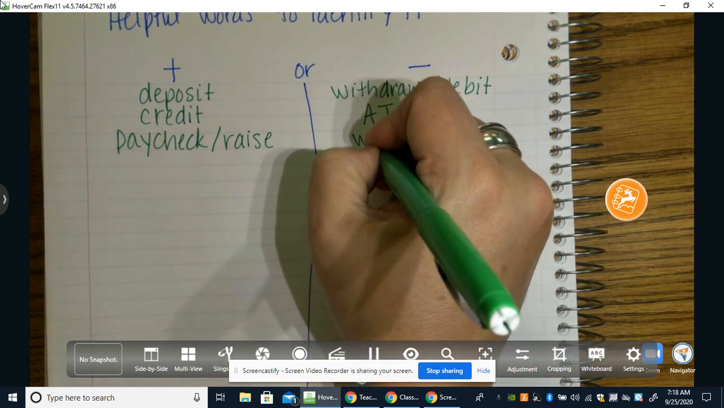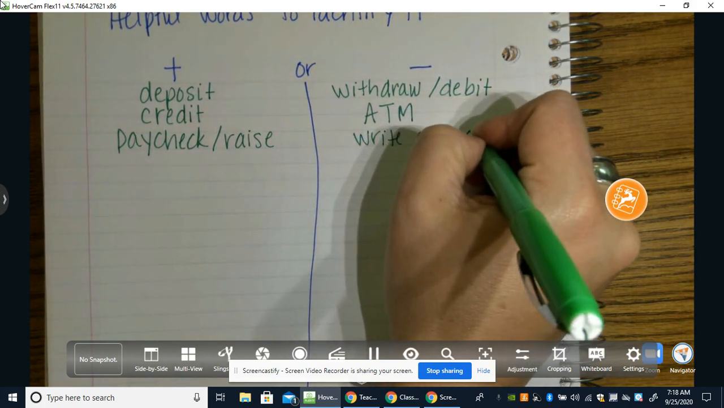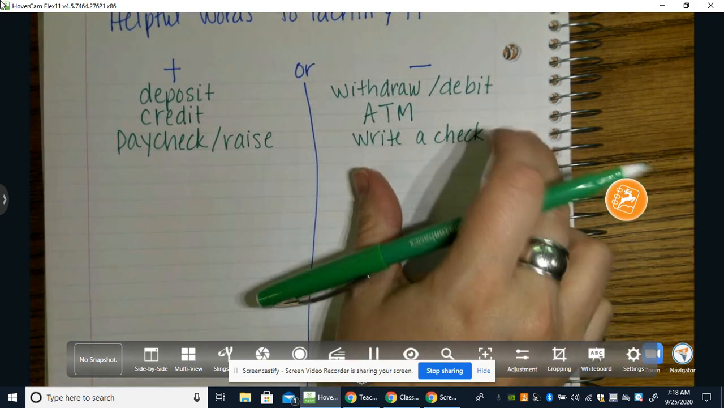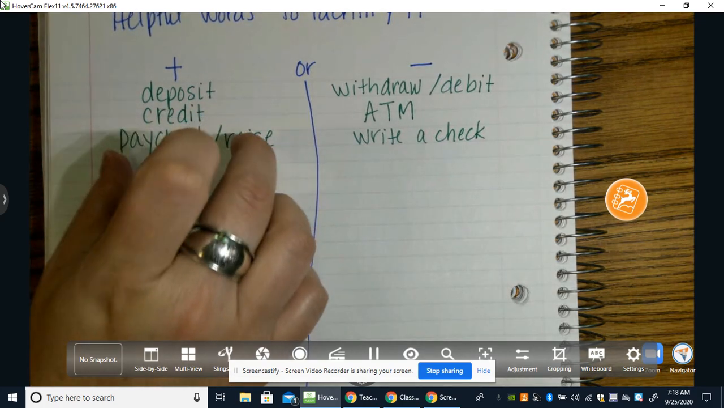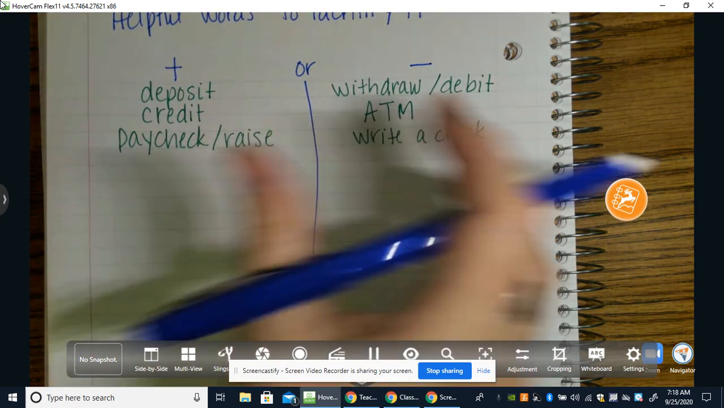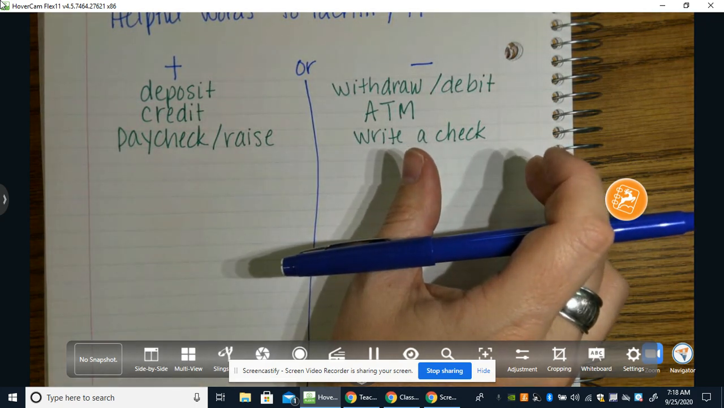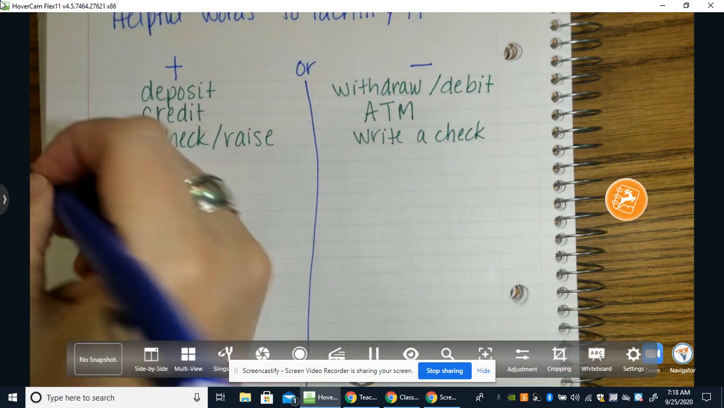If you write a check, that money is being taken out of your account. So that would be a negative integer. And again, these words sometimes identify, mostly they will identify under positive. There are some you have to read into it. It may be like, if we're talking about a credit card, you buy something on your credit card, then that would be a negative.